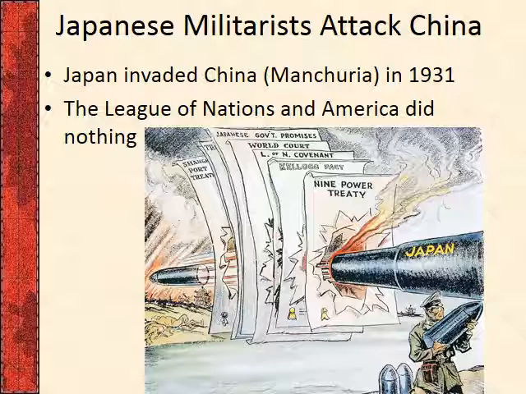Well, they decide that's not good enough. They just want to take over China completely. And so they come up with some bogus excuse. They actually blow up their own railroad and then blame the Chinese for it. And then they invade Manchuria in 1931. And the rest of the world, which is gripped in the depths of the Great Depression, all they do is shake their fists at Japan and say, that's wrong, that's wrong, that's wrong, and then do nothing. And so this emboldens Japan to essentially take over the rest of Asia in the years to come.